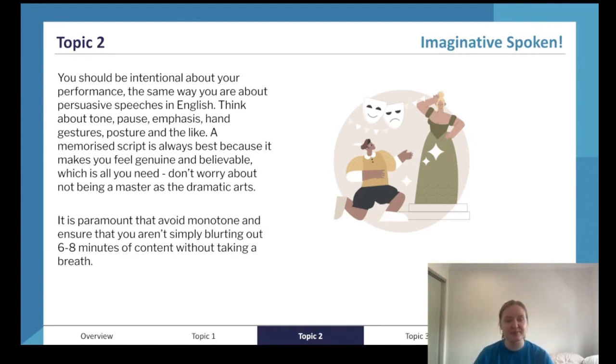So definitely be practicing for this. Don't just turn the camera on and expect it to be perfect first try. It might take a little bit of time to do so.